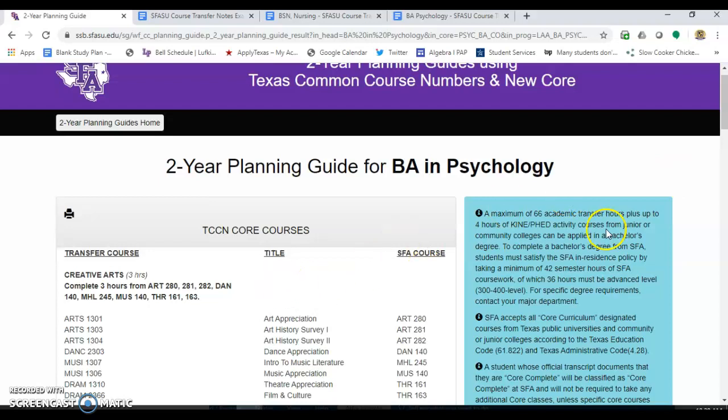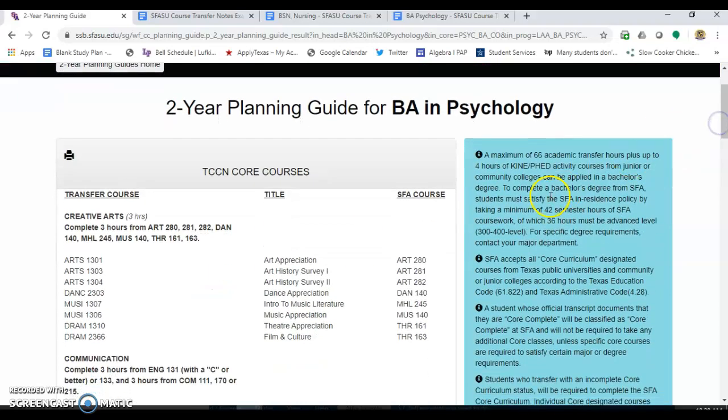So we're going to start with creative arts. This one should be pretty easy, and look and see for each of these categories what you need to take for your particular major. And I love the way that SFA has this on their website because it's very, very easy to look at. And you always want to read these little subheadings because sometimes they have specific information that you need to make sure you're taking the right thing. So we've got creative arts, 3 hours. You need to complete 3 hours from Art 280, 281, and it gives you some courses.